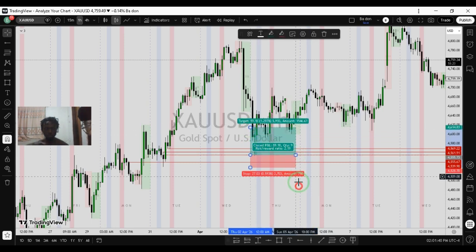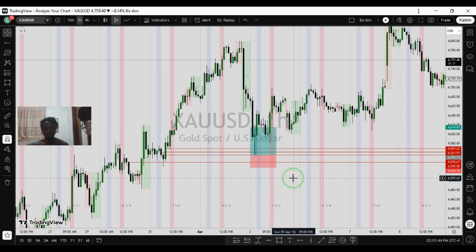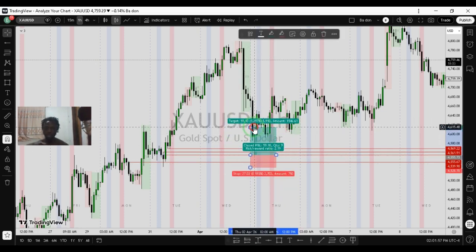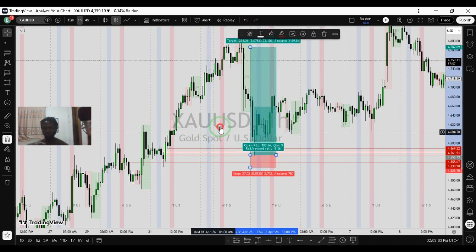1 to 4, and as you can see, it worked pretty well. It took probably less than an hour. It was a beautiful setup and a beautiful trade. Price really went crazy, but hey, it doesn't always happen this way, so why bother?